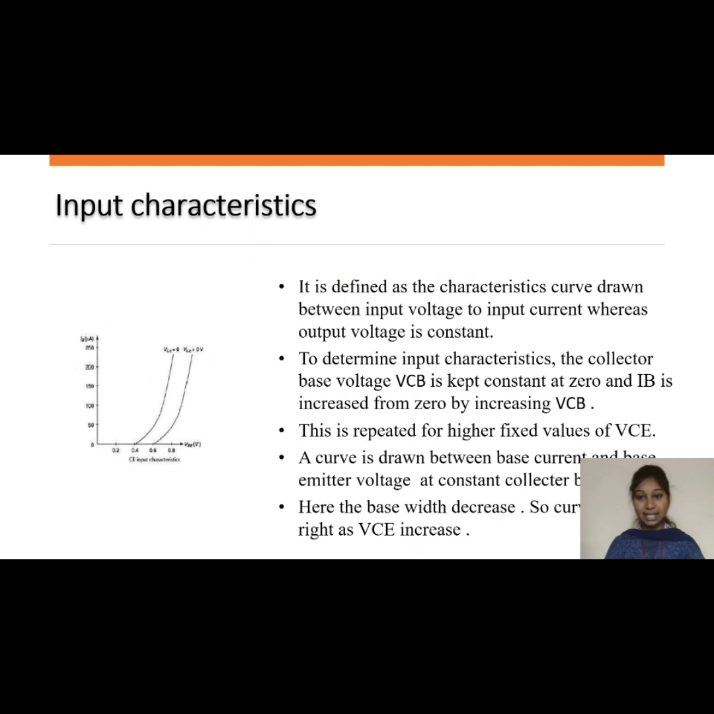It is defined as the characteristic curve drawn between the input voltage and the input current, whereas the output voltage is constant. To determine the input characteristics, the collector emitter voltage VCE is kept constant at zero, and IB is increased from zero by increasing VBE. It is repeated for higher fixed values of VCE, and a curve is drawn between the base current and the base emitter voltage at a constant collector emitter voltage. Here the base width decreases and the curve is drawn to the right as VCE increases.